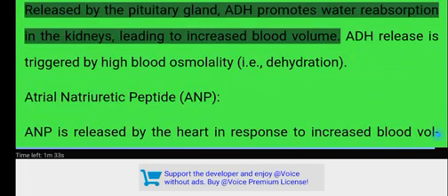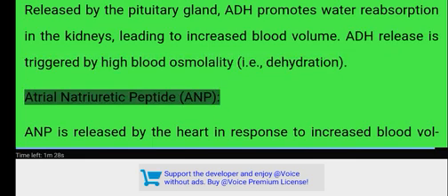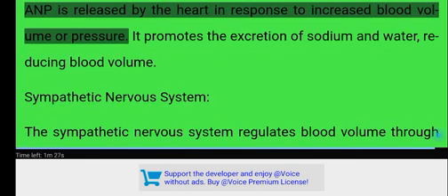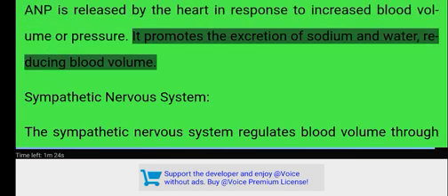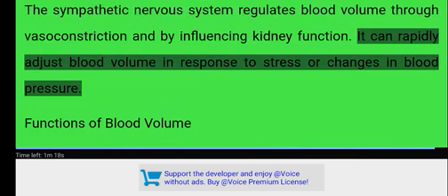Antidiuretic hormone, ADH. Released by the pituitary gland, ADH promotes water reabsorption in the kidneys, leading to increased blood volume. ADH release is triggered by high blood osmolality, i.e., dehydration. Atrial natriuretic peptide, ANP. ANP is released by the heart in response to increased blood volume or pressure. It promotes the excretion of sodium and water, reducing blood volume. Sympathetic nervous system. The sympathetic nervous system regulates blood volume through vasoconstriction and by influencing kidney function. It can rapidly adjust blood volume in response to stress or changes in blood pressure.